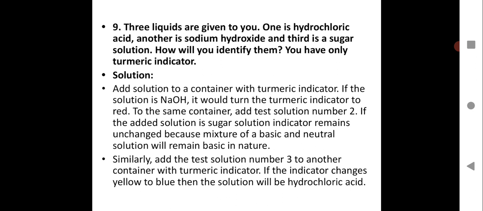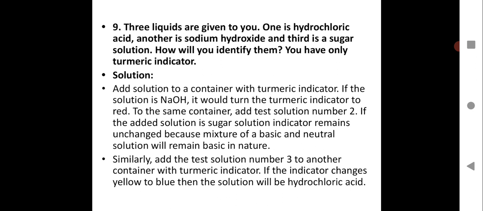Similarly, add the test solution number 3 to another container with turmeric indicator. If the indicator changes yellow to blue or yellow to green, you just make a change here, then the solution will be hydrochloric acid. I hope this is very clear with you all. Please do write this answer in your notebook, children.